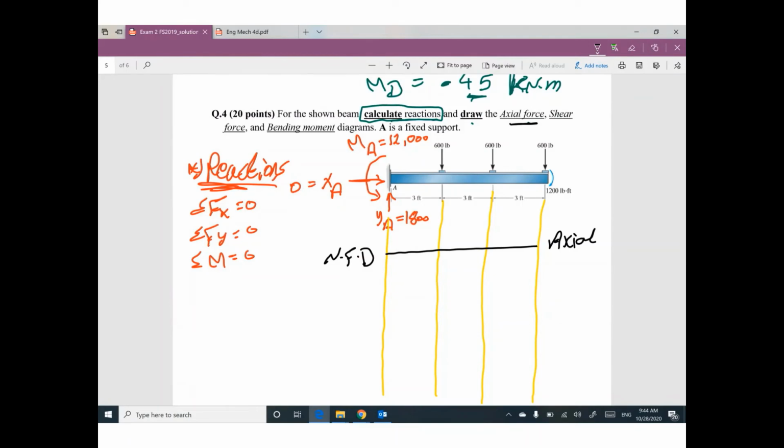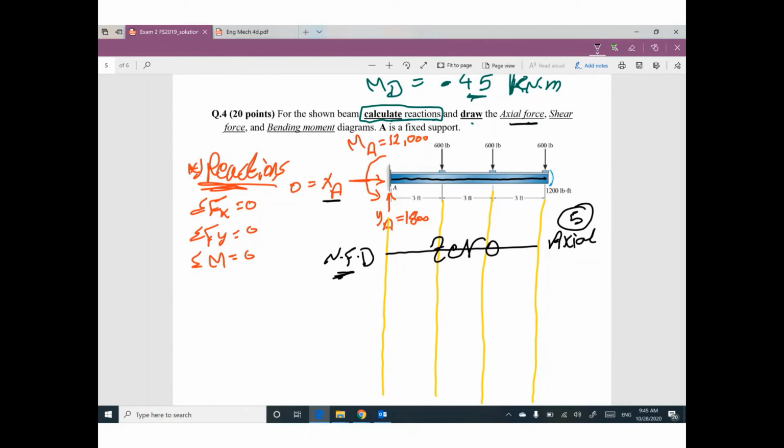During quiz number 8, some of you did not draw this diagram. It's 0, I know, but you have to tell me. So I don't have any force parallel to this beam. The only force is XA equals 0, so the internal forces, or the normal force diagram, is 0. You have to draw this. If you didn't, I will deduct 5 points. This axial force is 5 points. If you didn't draw 0, I will deduct 5 points.